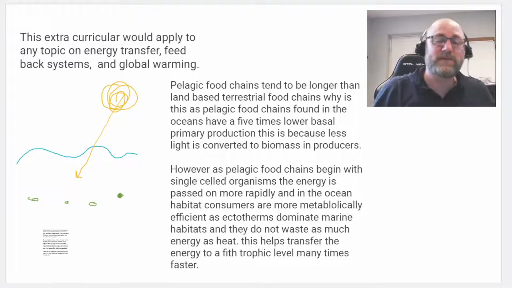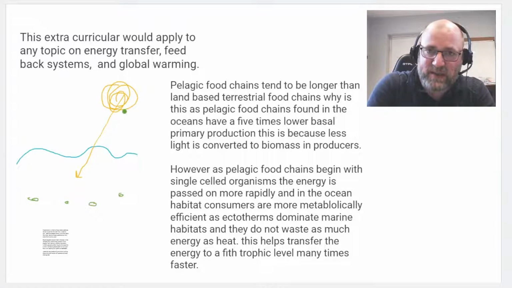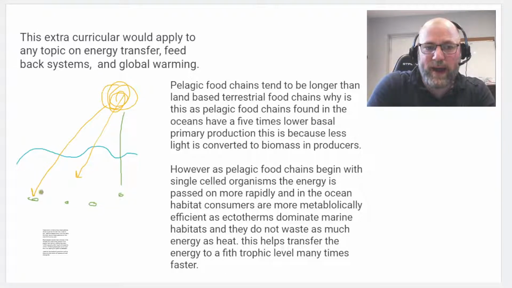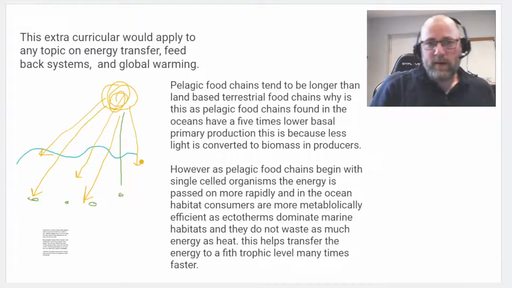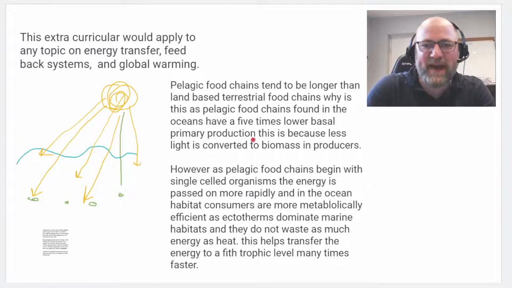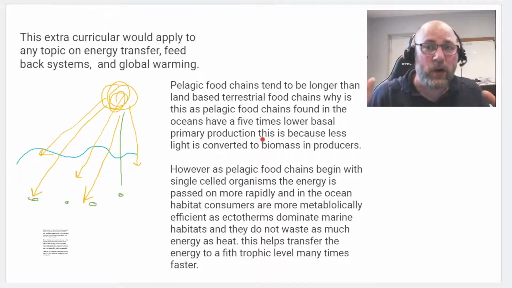So in pelagic food chains, these are food chains with single-celled organisms, mainly in the ocean. These oceanic or marine food chains, the primary production is less, understandably, because the minerals and nutrients are going to be a lot further apart, and there's a greater chance of the sunlight being absorbed in the water compared to on land. So there's even less sunlight getting absorbed by these single-celled photosynthetic organisms like phytoplankton. Actually they say they have a 5 times lower primary production. Primary production is how much of the sunlight is turned into biomass. So how many carbon molecules do they make? It's 5 times less. However, the food chains are actually longer in the ocean.